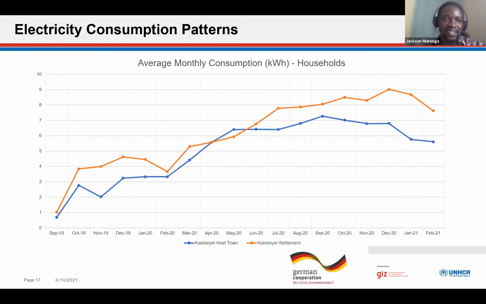And here we see actually households in the refugee settlement consuming more on average per month than the households in the host community town. Then this begs the question whether there are equal opportunities between the host communities and the refugee settlements. That question, I don't have an answer. Maybe someone might answer that because it looks like the refugees have higher purchasing power than the host communities.